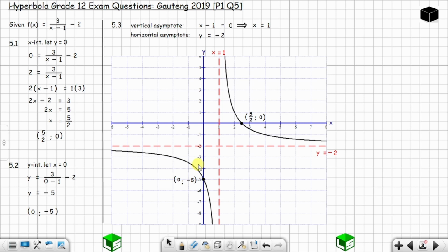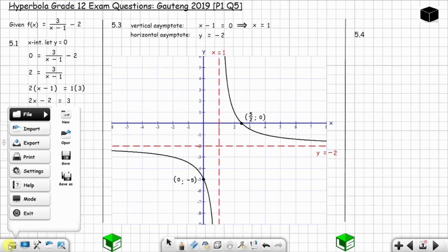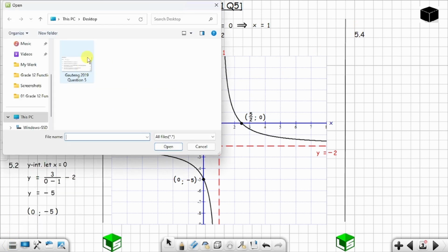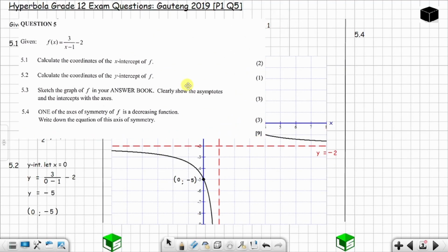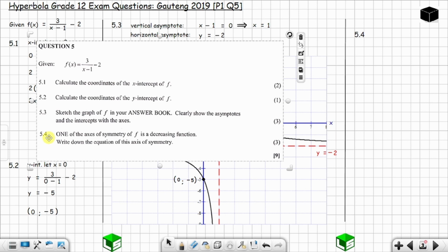Let's carry on. Let me draw a line here. And now it's 5.4. Let me get the question again. Question 5 from Gauteng 2019. So this is the question. Question 5.4: one of the axes of symmetry of f is a decreasing function. Write down the equation of this axis of symmetry. The question is 3 marks.